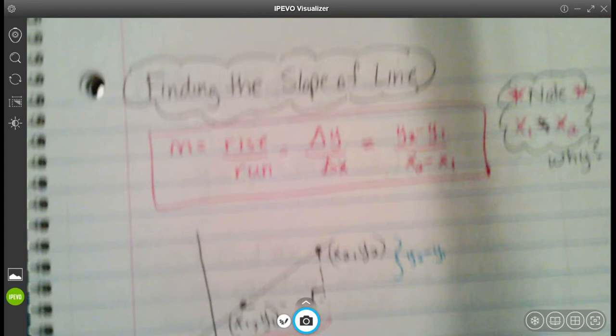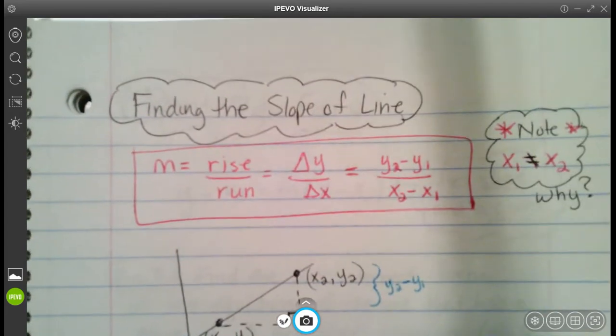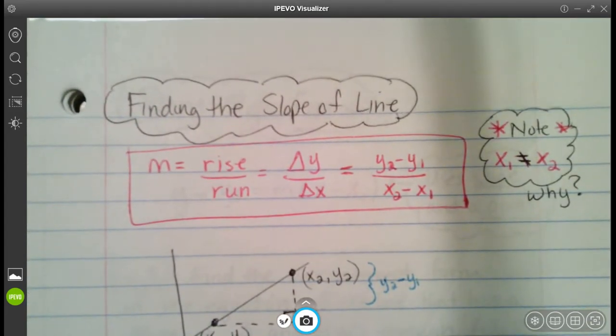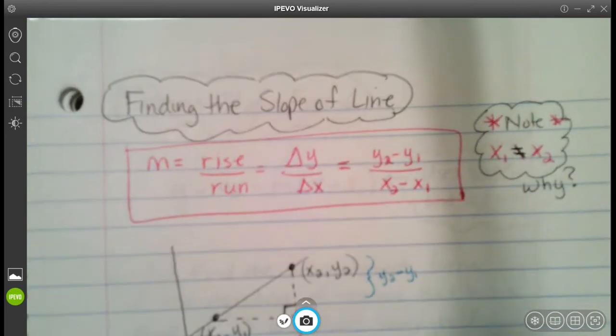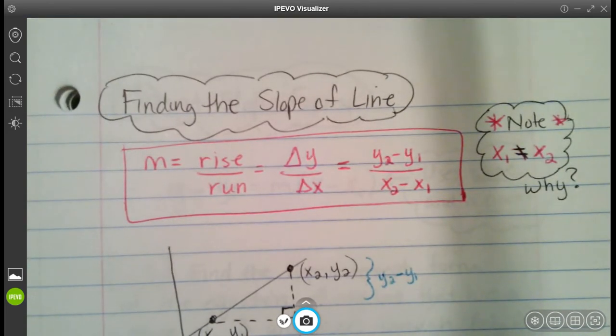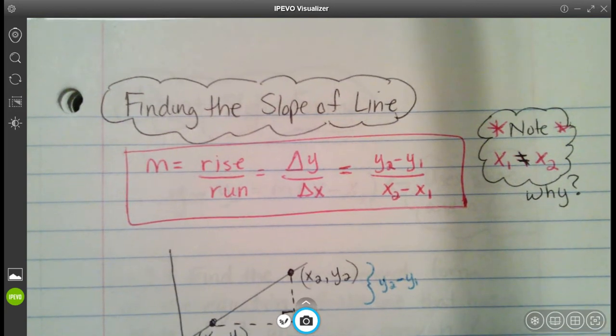So now, where all this gibberish is written, we're going to find the slope of a line. Okay, let me focus this again. Bad thing about this setup is that I do have to focus it myself once in a while.